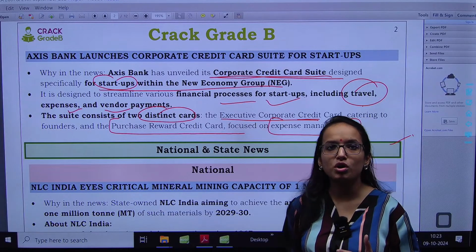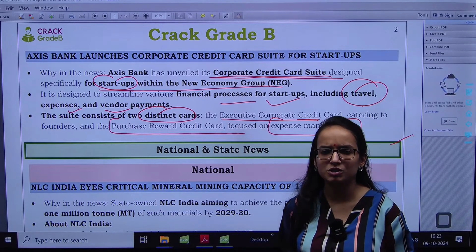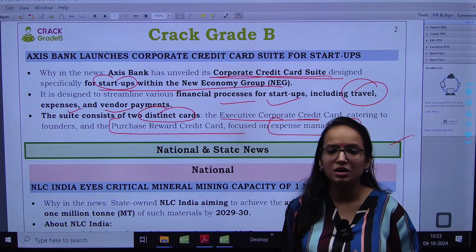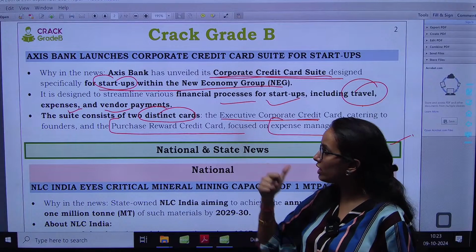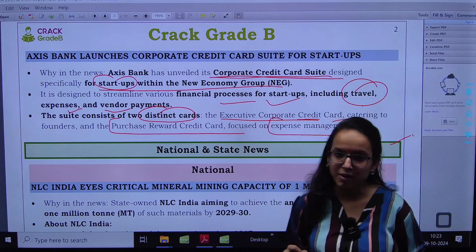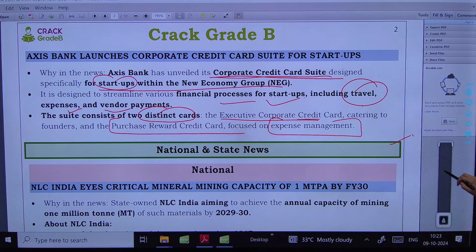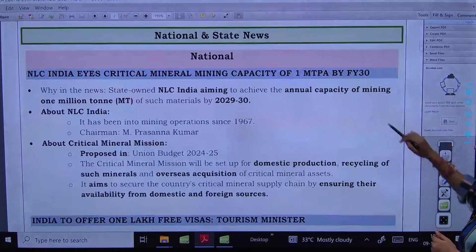The purchase reward will be catering to expense management. You will get a lot of rewards on several purchases via various platforms. This is the thing. So remember who has launched it recently? Axis Bank. It has two parts. Okay. Now moving on to the national and state news.